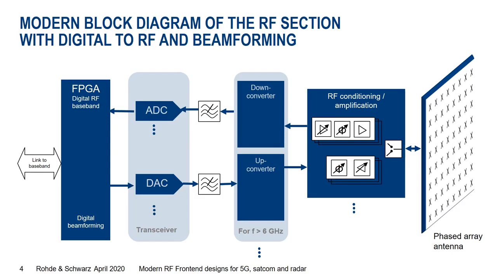And then in the final stage, which is called here RF conditioning amplification, this is where the final stage for beamforming happens. So what we see there is not only an amplification, but also phase shifters, amplitude shifters before we are feeding the phased array antenna. As you can see, the whole concept, even though it includes already beamforming, is more compact than what we've seen in the classic approach.